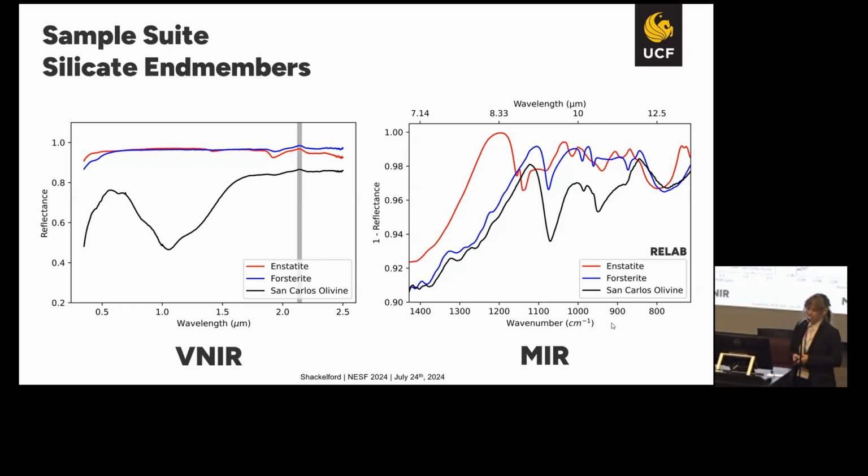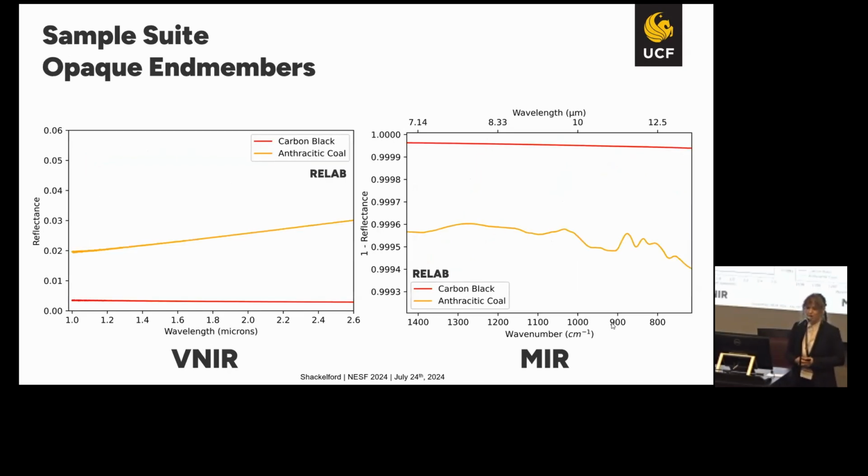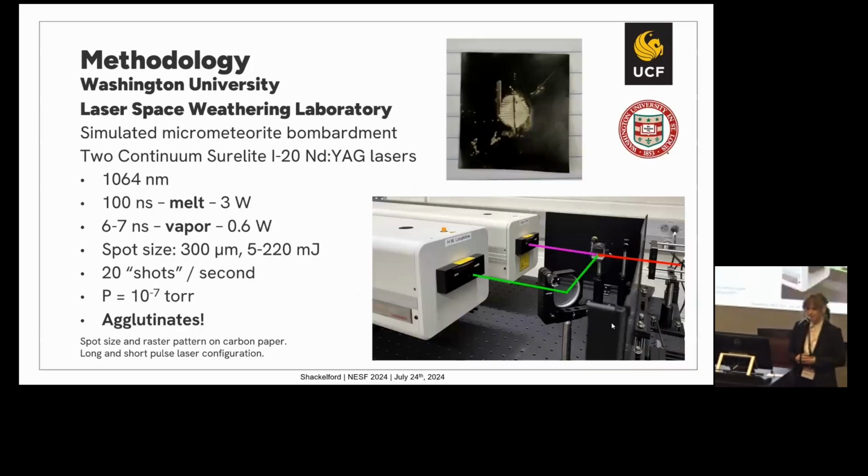And on the right, for the mid-infrared spectra, you'll be able to see that the forsterite and the San Carlos olivine have features in similar positions, which means that these synthetics are actually pretty good analogs for our work. So we're really excited about that. Here are our opaque end members. These spectra were taken at RELAB, and it's worth noting that these 2 different carbonaceous opaques have different slopes. That's going to definitely impact the results of our work in the visible near infrared.